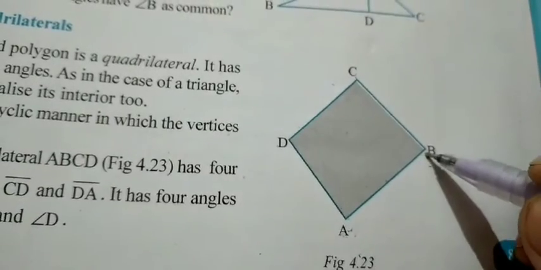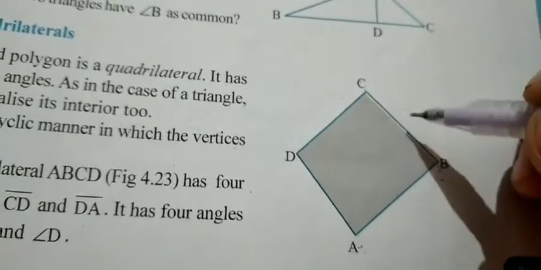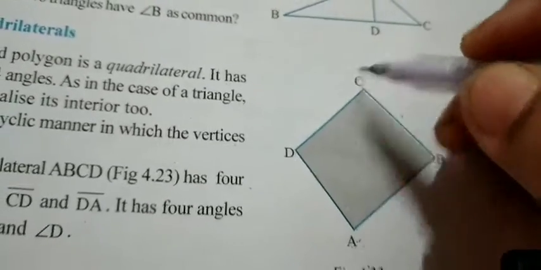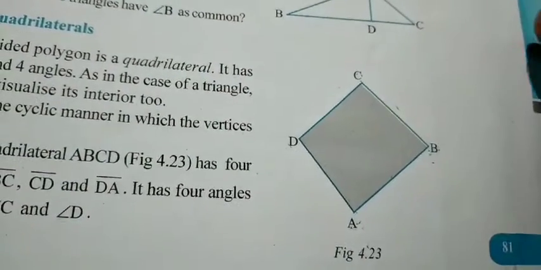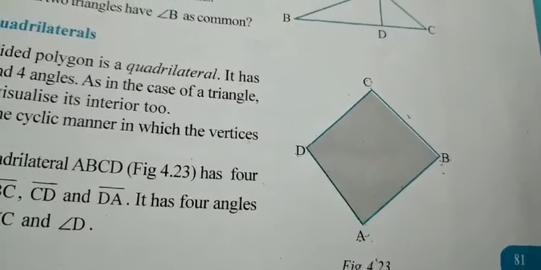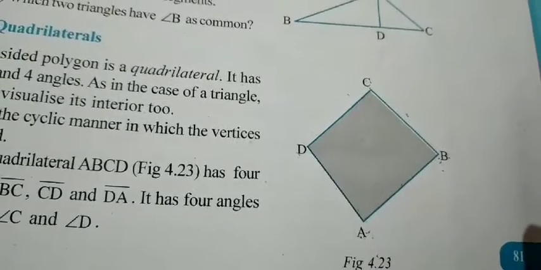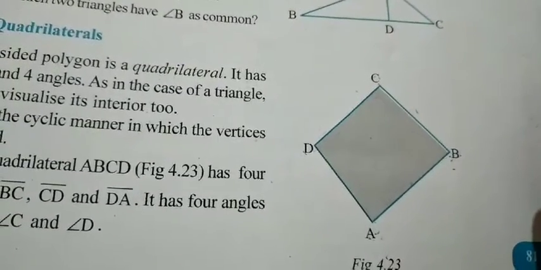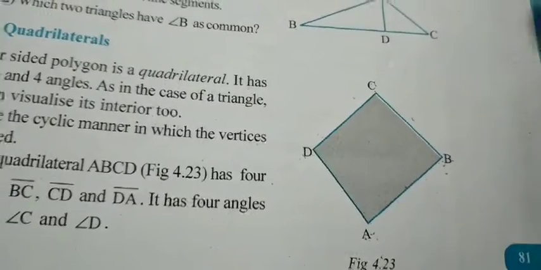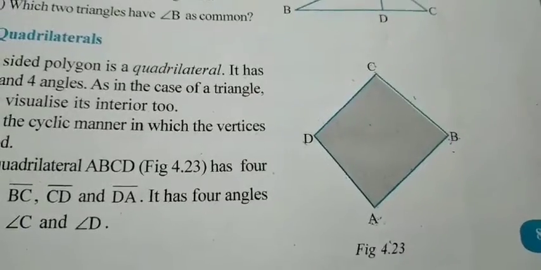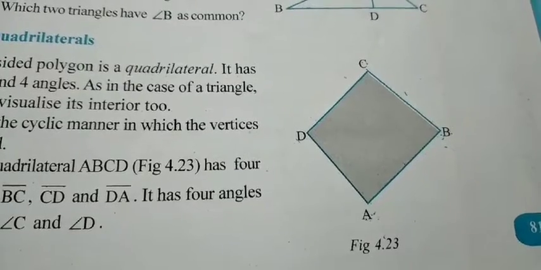Angle A and angle B, that is one pair. Angle B and angle C, second pair. Angle C and angle D, third pair. And angle D and angle A, fourth pair. Four pairs of adjacent angles. Four pairs of adjacent sides. Two pairs of opposite angles and two pairs of opposite sides. Is that clear? And obviously a quadrilateral has two diagonals.